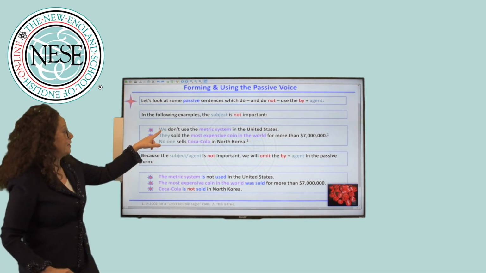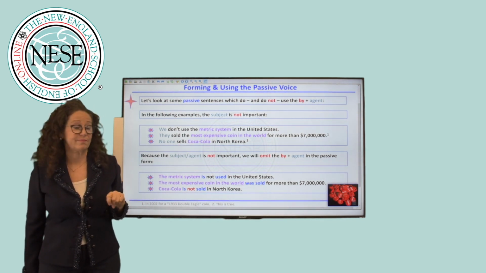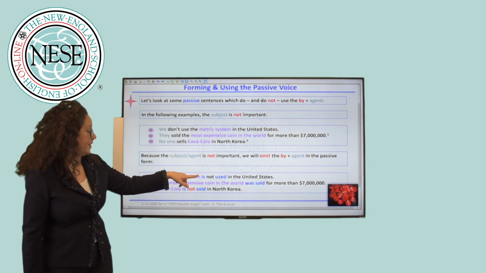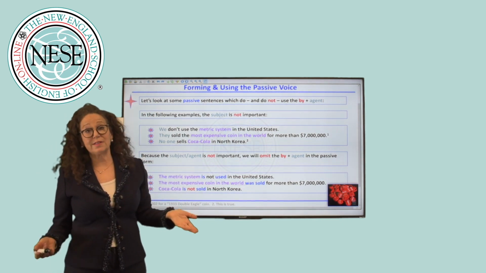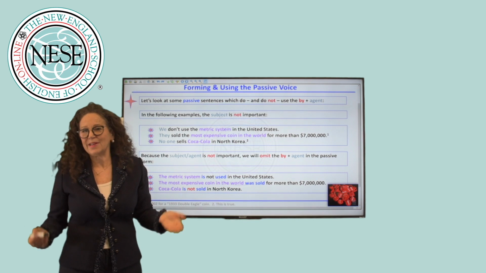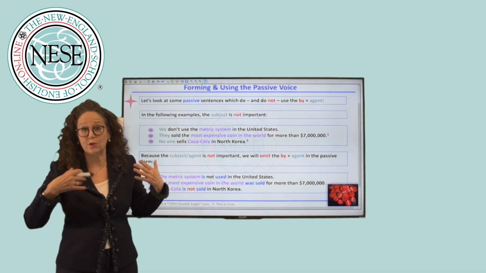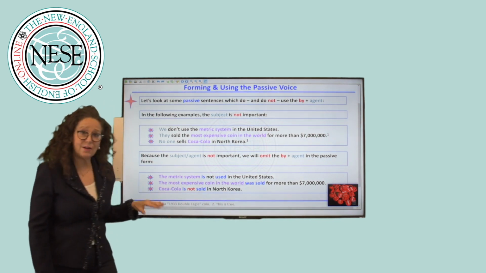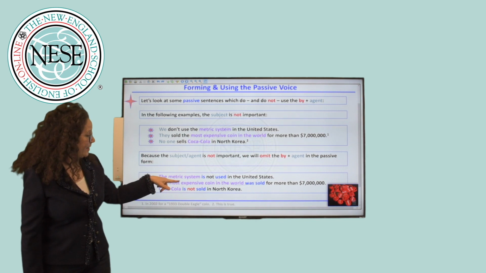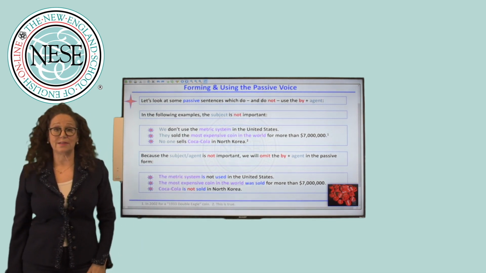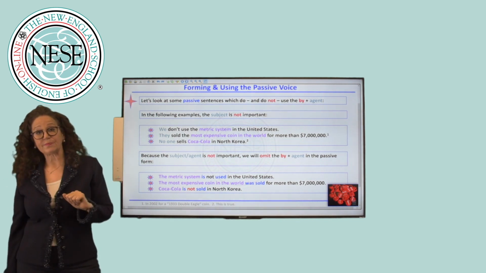So let's look. We don't use the metric system in the United States. The metric system is not used in the United States. We could say by people, but it doesn't add any information. It isn't helpful to the sentence or useful. And so it sounds better and cleaner just to say the metric system is not used in the United States. No by and no agent.